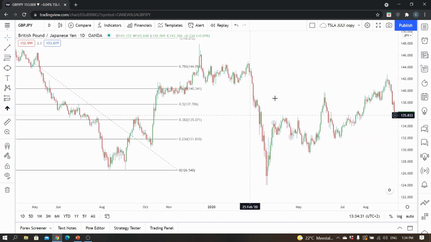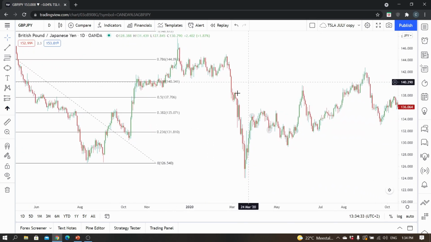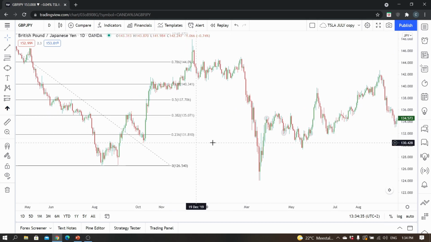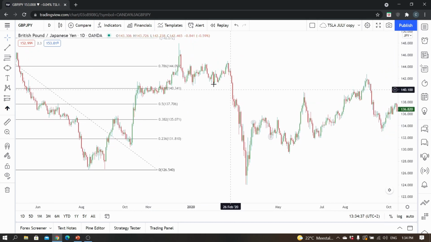So I hope to have shown you now how to draw the Fibonacci retracements, how to use all of the levels, how you can see them, and also when you can extend the Fibonacci retracement or not.